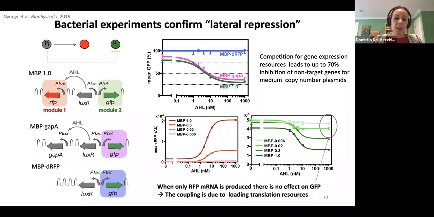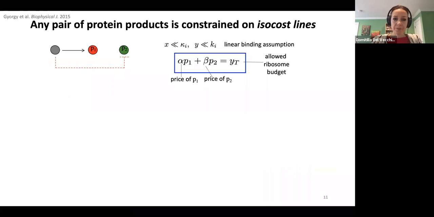Something very interesting that we saw is that once we decreased the strength of the ribosome binding site of the target to almost zero, we didn't see almost any effect on the GFP. This is telling us that, at least in bacteria in exponential growth, the main responsible for these interactions are translational resources, which is going to be really important when we go to design.